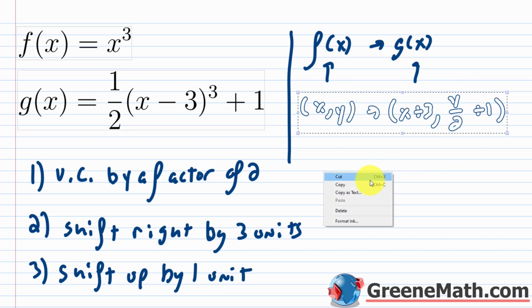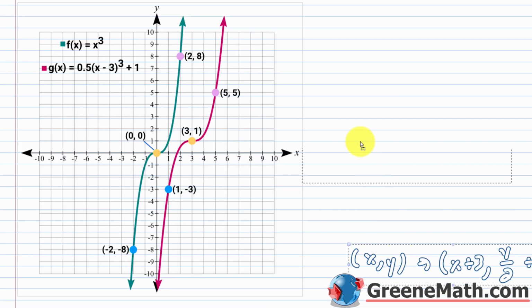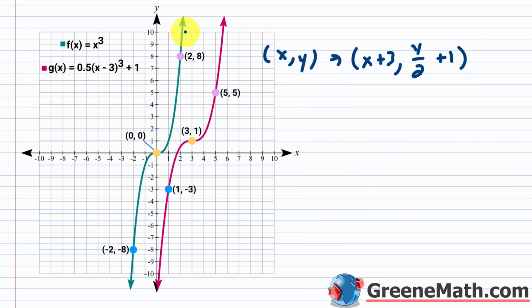Let me go ahead and grab this and come down here. I've already pre-drawn everything for us. The guy in green, that's your f of x equals x cubed. Again, you should recognize that graph. Your guy in red, that's your g of x equals 0.5 times the quantity x minus 3 cubed, plus 1. So thinking about a point like 0, 0, where's that going to go? 0 plus 3 is 3. And then here you'd have 0 over 2, which is 0, plus 1, which is 1. So this 0, 0 is going to go to 3, 1.